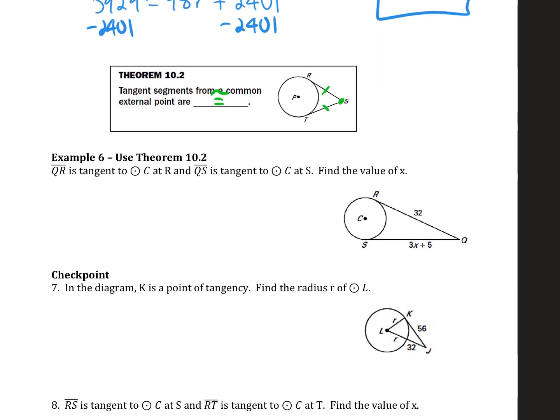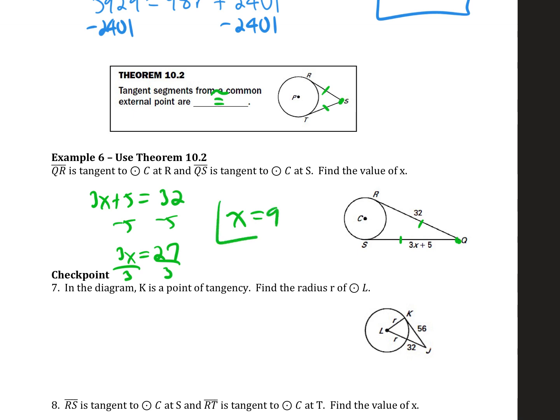So let's do this here. So we have this drawing. So here's Q. These are both tangents to the circle from that point. So what do we know about 32 and 3x plus 5? They are congruent, which means we set them what? Set them equal. So 3x plus 5 equals 32. Why don't you guys go ahead and solve that if you want. We're going to subtract 5. 3x equals 32 minus 5 is 27. Divide by 3. We get x equals 9. Ta-da!